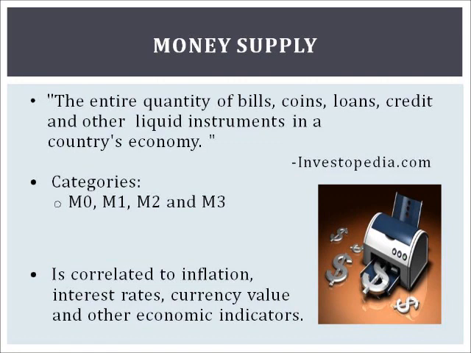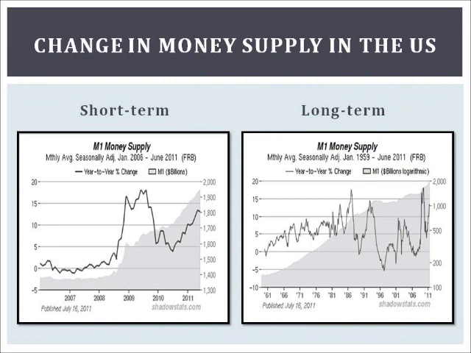In the U.S., the Federal Reserve is the regulatory authority for money supply. The money supply is closely correlated with economic indicators such as inflation, interest rates, and currency value. In addition, the Fed will use money supply as a tool to stabilize the economy. As most of you already know, in an effort to stabilize the economy, the Fed has been printing a relatively large amount of money during the last couple of years.